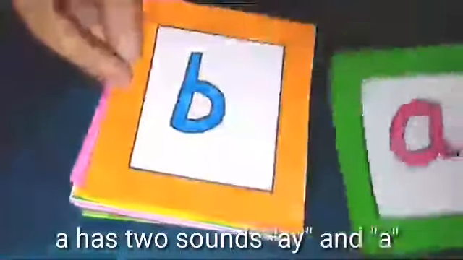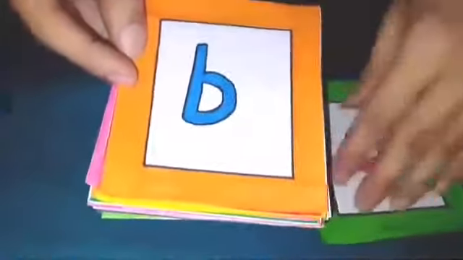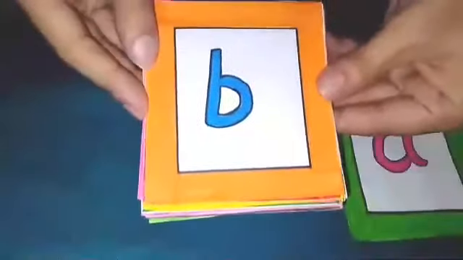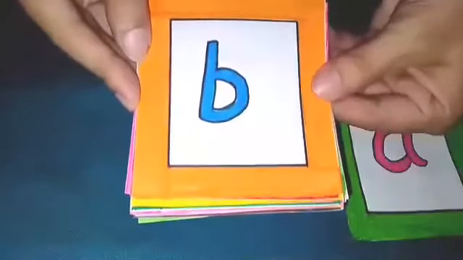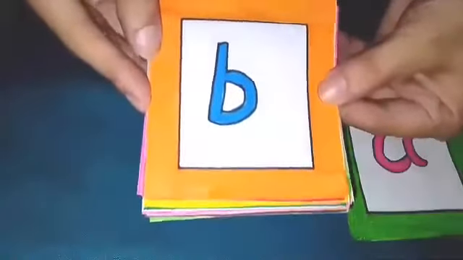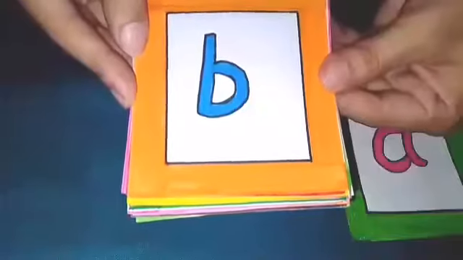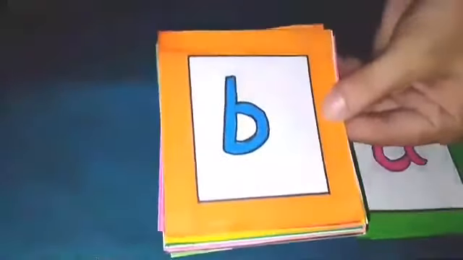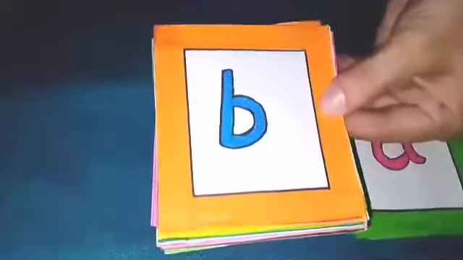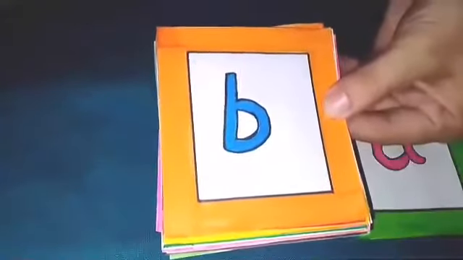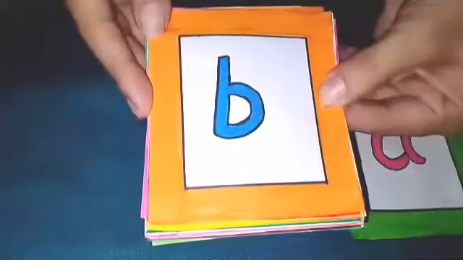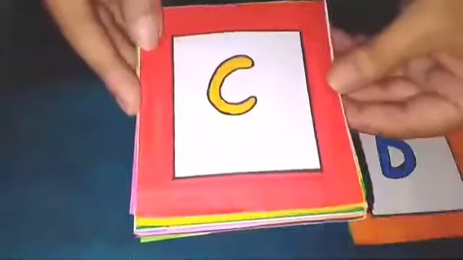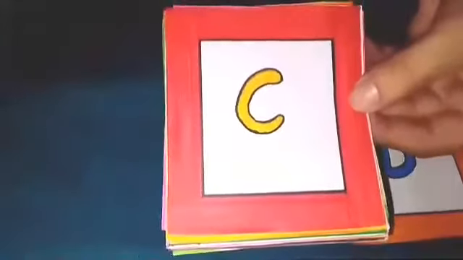Now we have to move on towards the next letter, that is B. B says ball. B says box. B says bell. The sound of B is b. It's not ba. You have to say b.